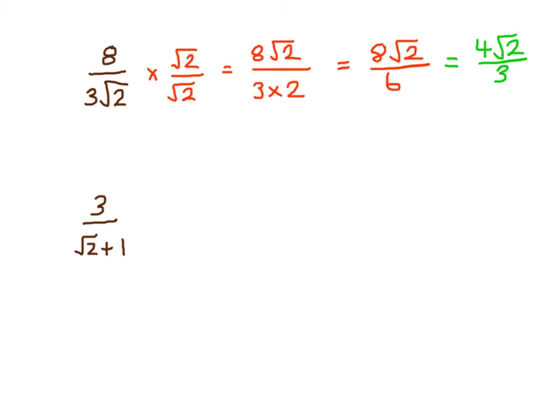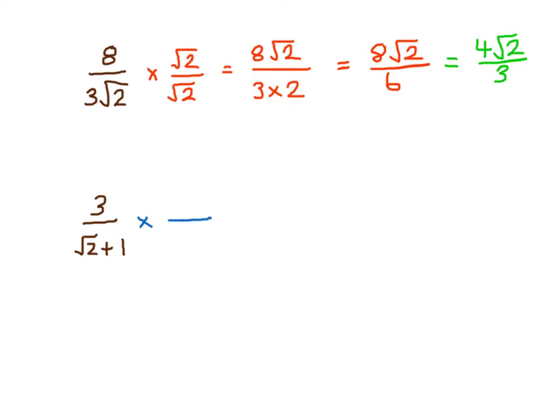Okay, starting to look at these slightly trickier situations now. Here I need to get rid of the surd off the bottom, the square root of 2. But you'll notice that if I multiply the bottom line by just the square root of 2, it won't disappear, because I'd still have the square root of 2 times 1. So what we need to do here is use the difference of 2 squares.